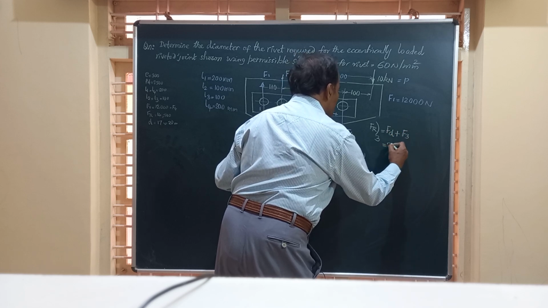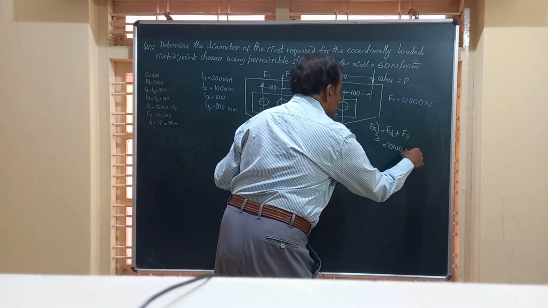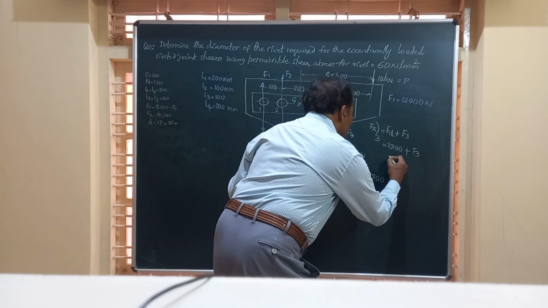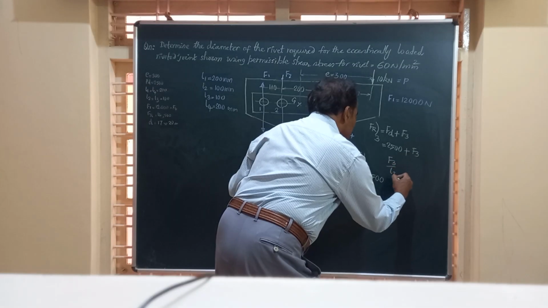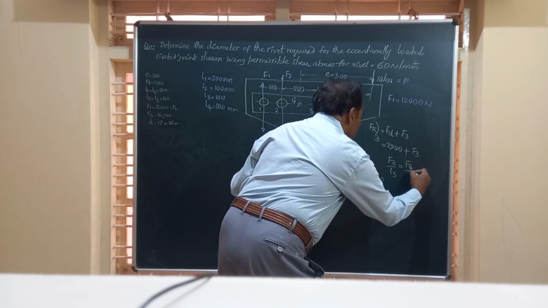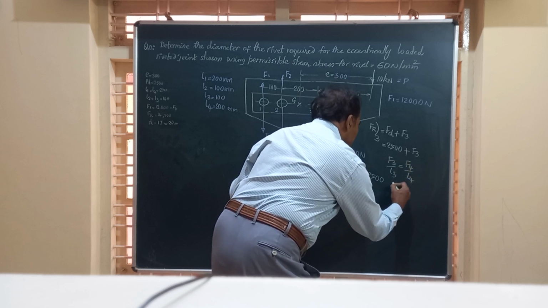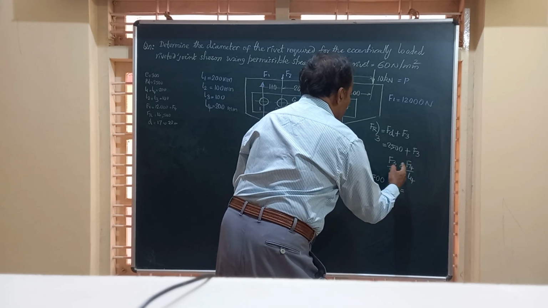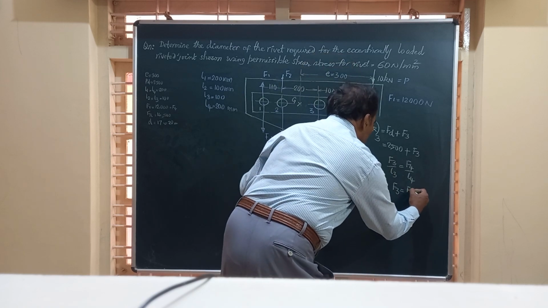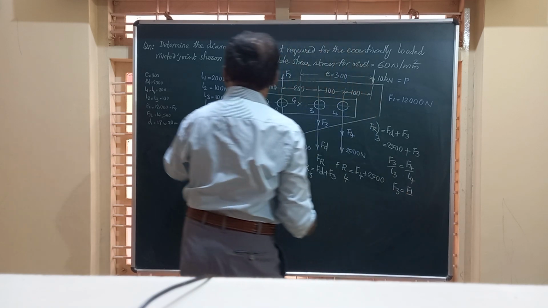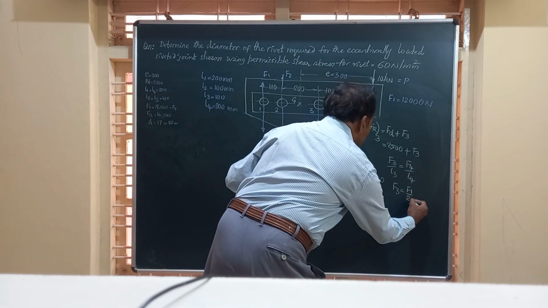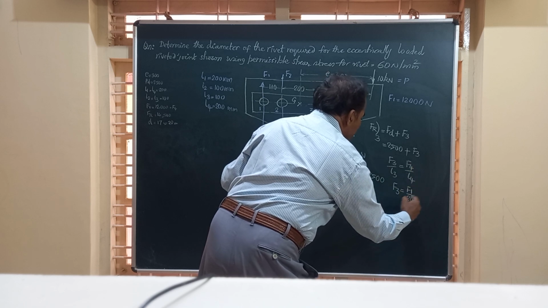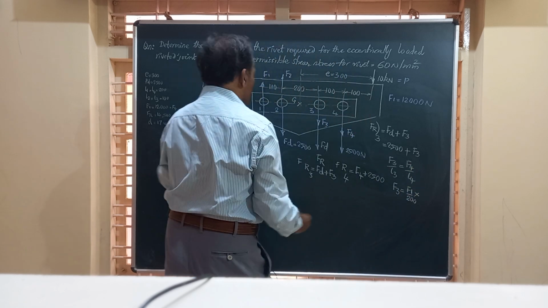So FD is 2500, we have calculated in the first step, and this F3 you will have to find out. I told you F3 by L3 is equal to F4 by L4. So I am interested in F3, therefore F3 is equal to F1 by L1, because the distance is the same. What is L1 here? It is 200. So F3 is equal to F1 by L1 into L3. L3 value is 100.